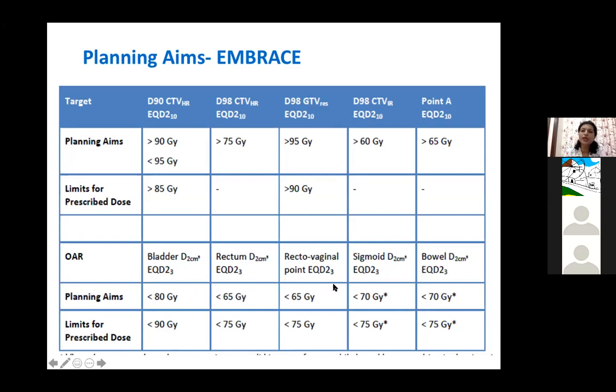For the rectovaginal point, which is the ICRU rectal point, we now take a hard constraint of less than 65 gray because this gives us a representative dose to the vagina. It is correlated to the vaginal toxicity. Also for sigmoid and the small bowel doses, we try and keep them less than 70 gray, but we definitely don't exceed more than 75 gray.